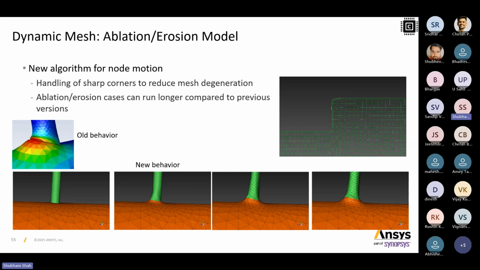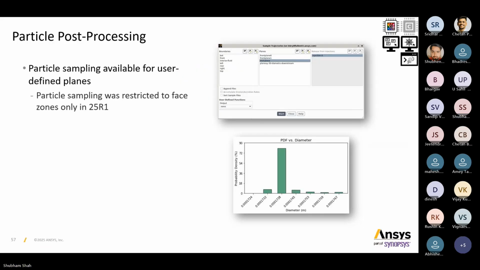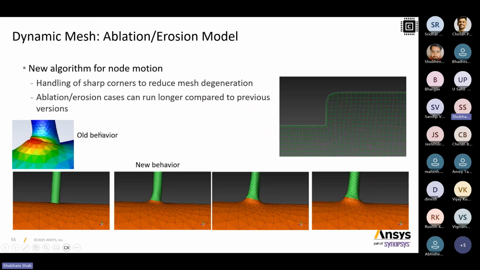So when we talk about the dynamic mesh, the new algorithm for the node motion has been defined. In the previous versions, when there is a joint over here, we can see the distorted or degenerate type of mesh. But in the newer behavior, you can see the mesh is not that degenerate. So this enhancement is also available.